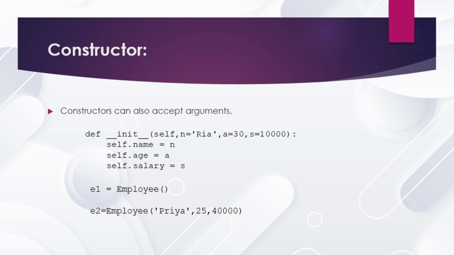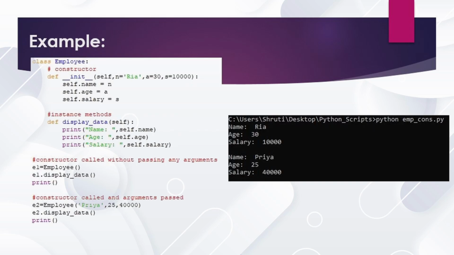So, if we create an instance without passing any values like E1 equal to employee, then the default values will be assigned to the instance variables name, age and salary. But if we create an instance like E2 equal to employee with three actual arguments, Priya, 25 and 40,000, then these values are assigned to the parameters n, a and s and then stored in the instance variables name, age and salary. In the program, we can see that the constructor with and without arguments have been used.